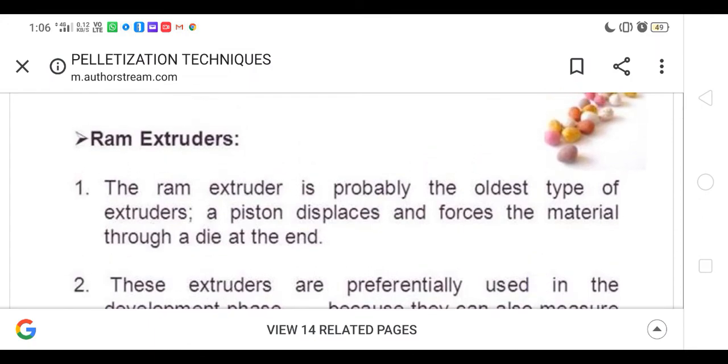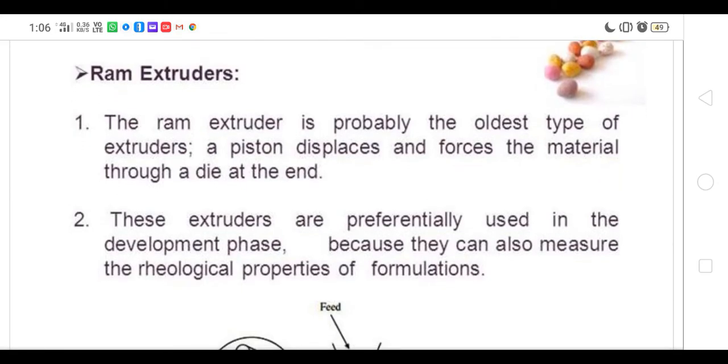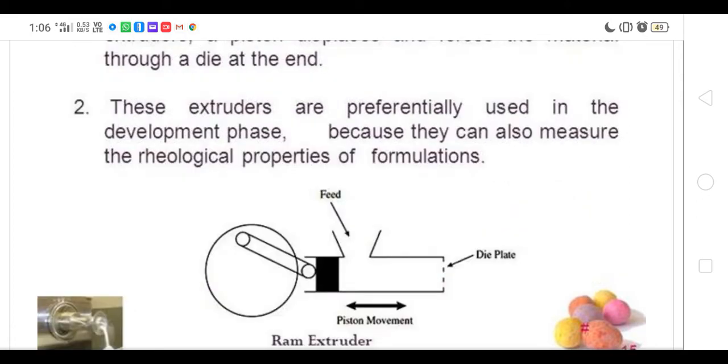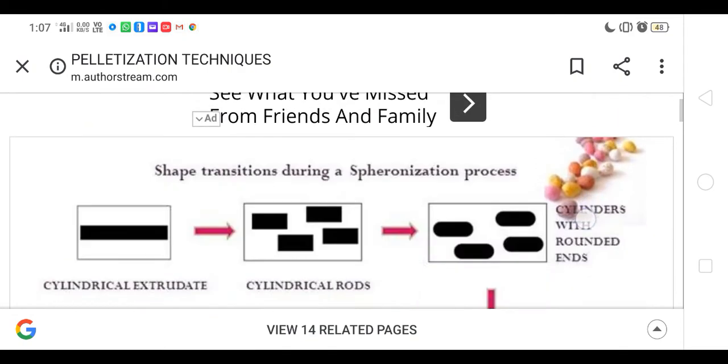Now the ram extruder. First is the screw extruder, second is the ram extruder. Ram is probably the oldest type. Here it has a piston type of structure, and when you push, this ram or piston will give you pressure, and from the die it will give you material outside depending upon the rheological property, okay? So here we have a brief description of the extruder techniques used for pellet formation. You can write any of the techniques for preparation, right?